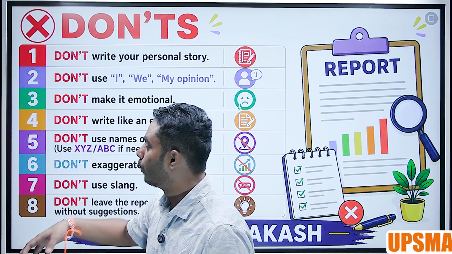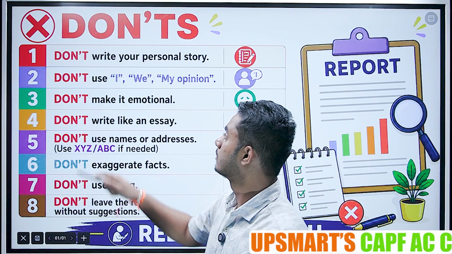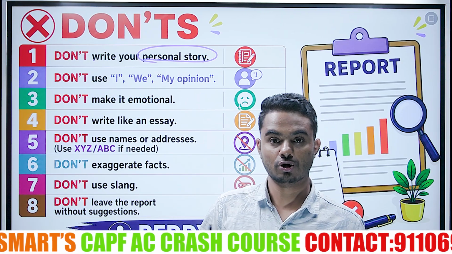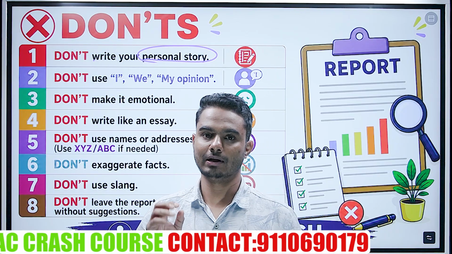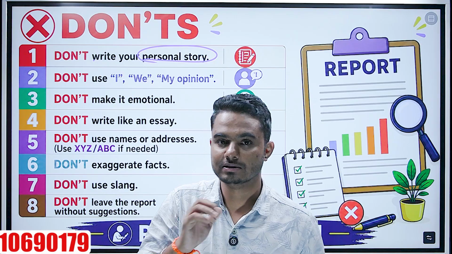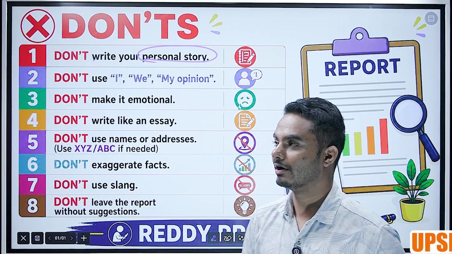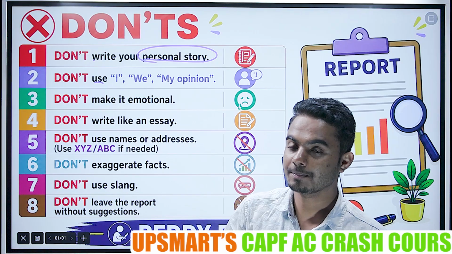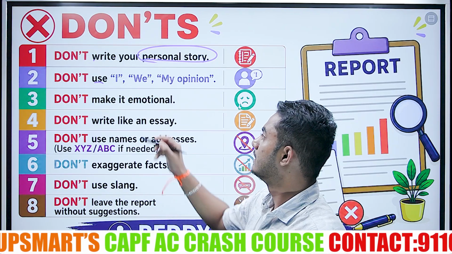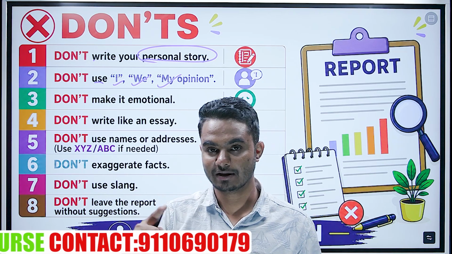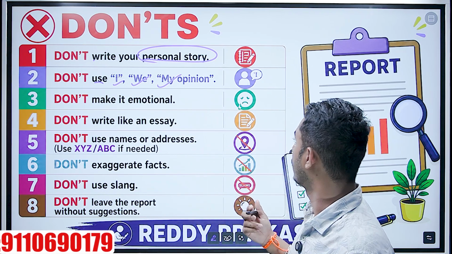Next, what you shouldn't do is write your personal stories or anecdotes. Anecdotes, personal stories, personal incidents and your opinions are not allowed in report writing. Next, don't use yourself. Keep it in the third person. Don't use I, we, my opinion. These things are not allowed. Keep it in the third person. I'll give you examples for all those things.